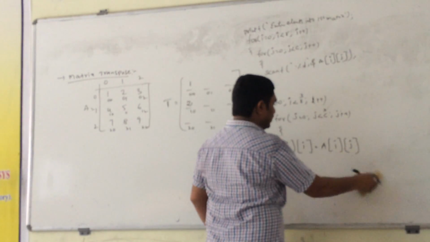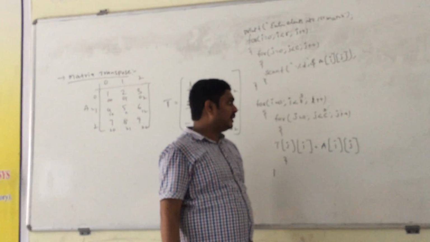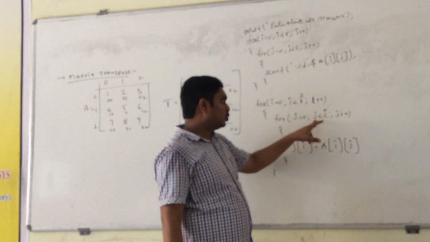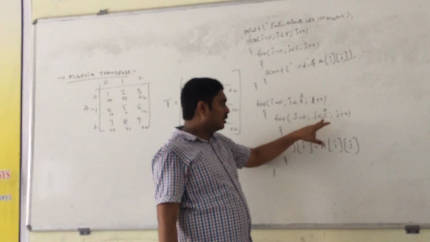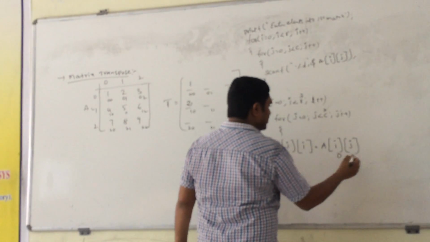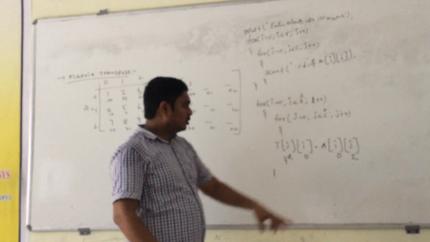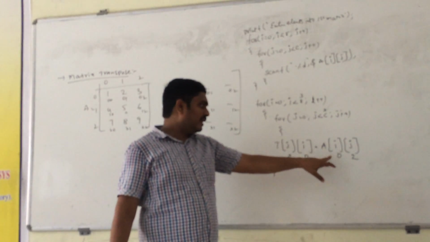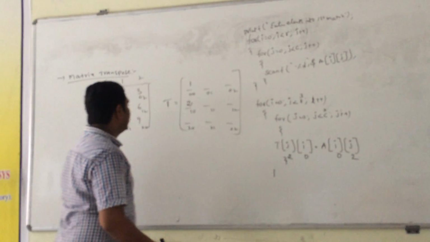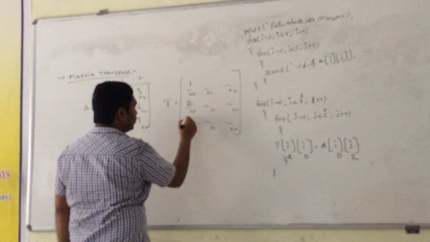After the end of the for loop, the j value will be incremented. After the incrementation, j will become 2. So 2 less than 3, condition true. So it enters into the loop. i value is 0, j value is 2. So the 0, 2 element in A is copied into T at 2, 0 position. That means in 0, 2 there is 3, it is stored in 2, 0 position.